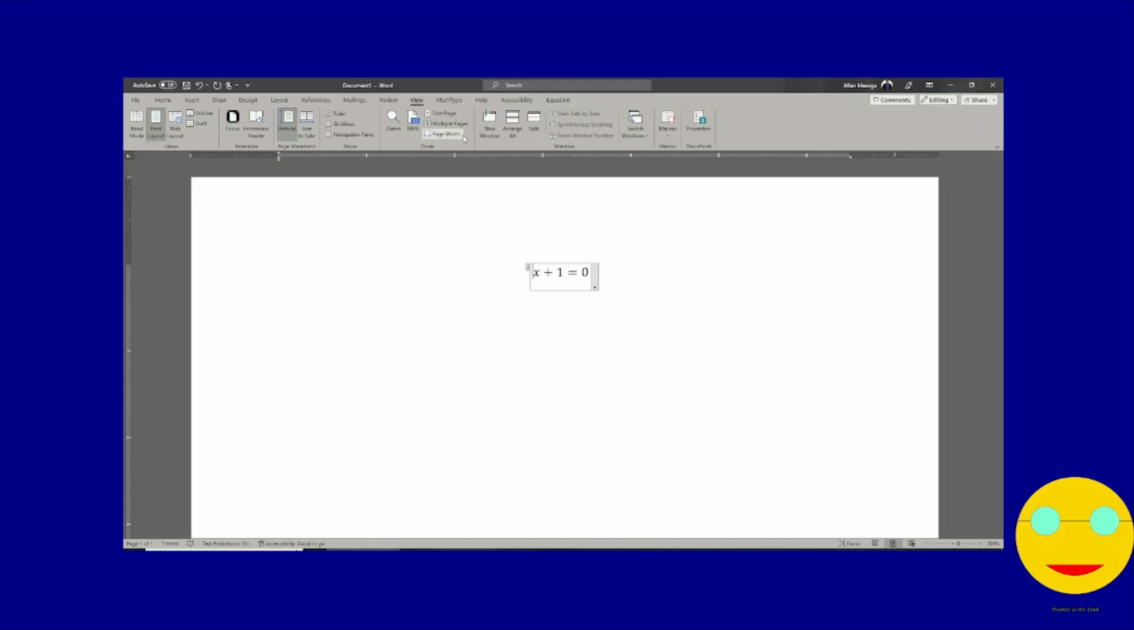This equation can now be read by our special needs education teacher, math teacher, or our colleagues or our classmates who are not visually impaired. Math content x plus 1 equals 0. Blank blank. Let's try another equation.